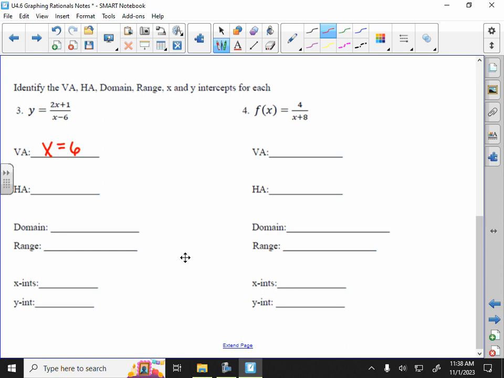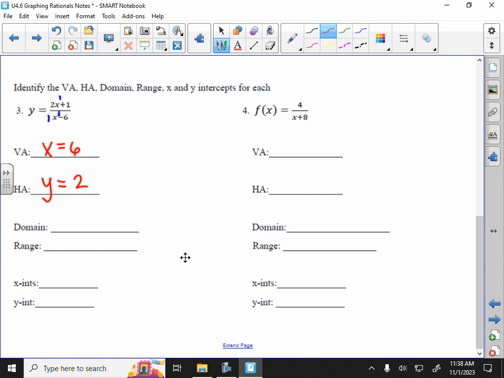Horizontal asymptote, so this is where we're looking at the different cases. On top, the degree is 1 because it's 2x to the first power. And on the bottom, it's x to the first power. And so they're the same degree. So we take the coefficients in front of the x's, so 2 over 1. There's a 1 in front of that x. And so the horizontal asymptote would be y equals 2 over 1.